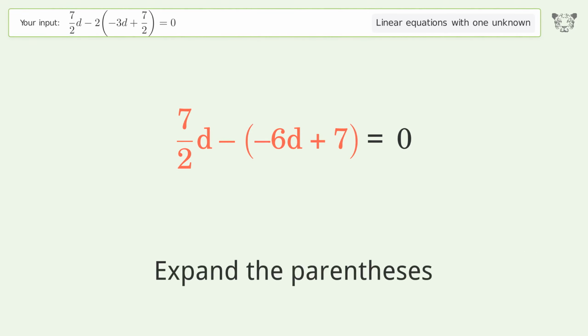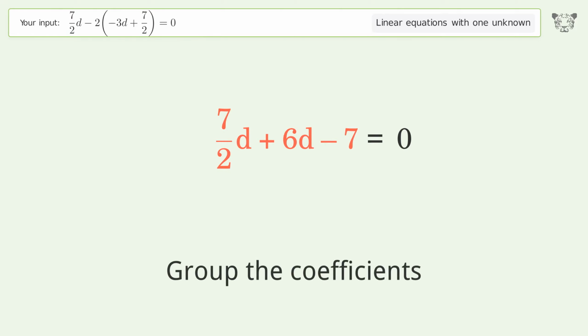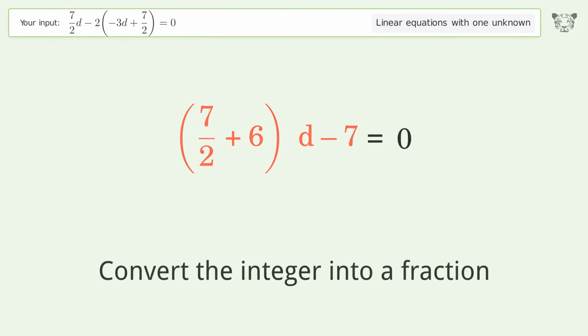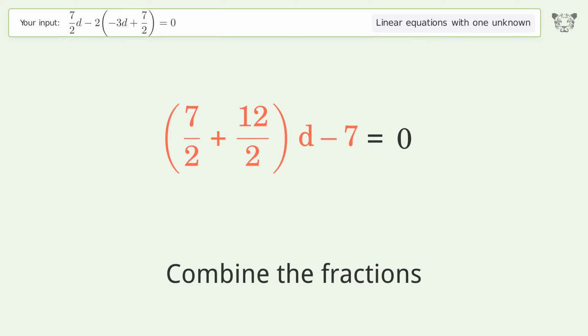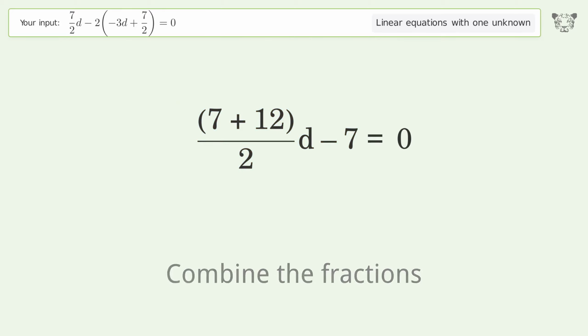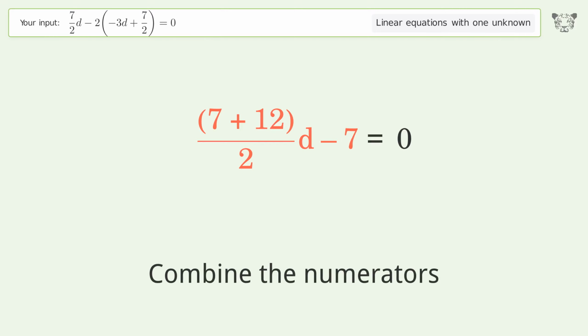Expand the parentheses. Group the coefficients. Convert the integer into a fraction. Combine the fractions. Combine the numerators.